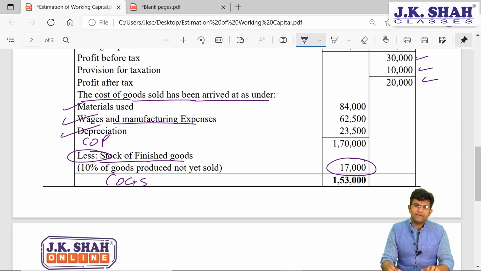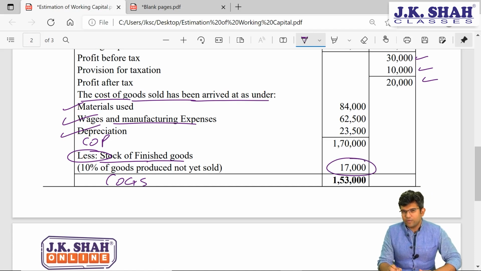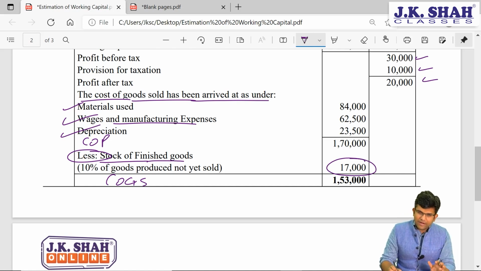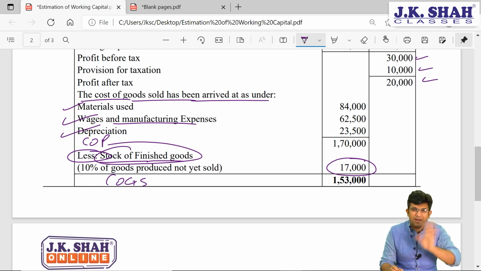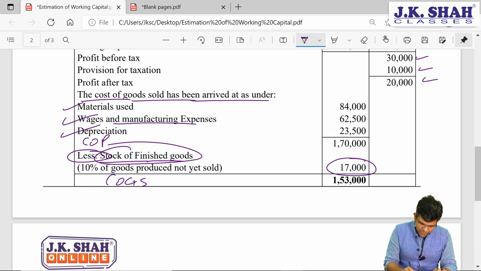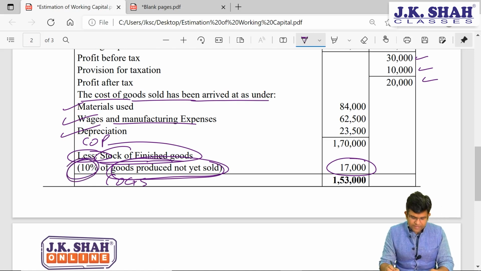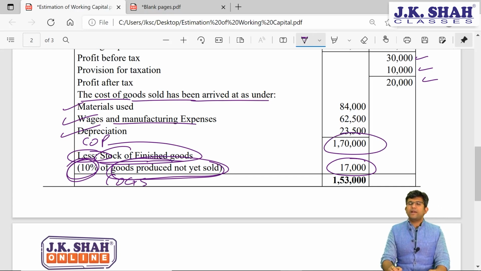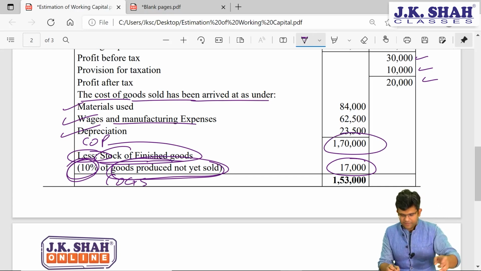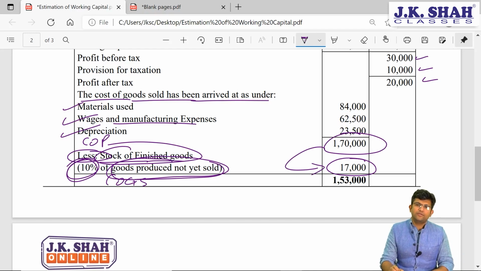But in this 17,000, there is a small thing that you need to change. How did they calculate 17,000? They are saying stock of finished goods here, they are not taking any FGCP, nothing. Straight away they are saying whatever is the COP, cost of goods produced but not yet sold, 10% of the same. Everybody clear? 10% of the same. Here the COP, children, can I say is 1,70,000, and 10% of the same will give you 17,000 rupees as the closing stock of FG.